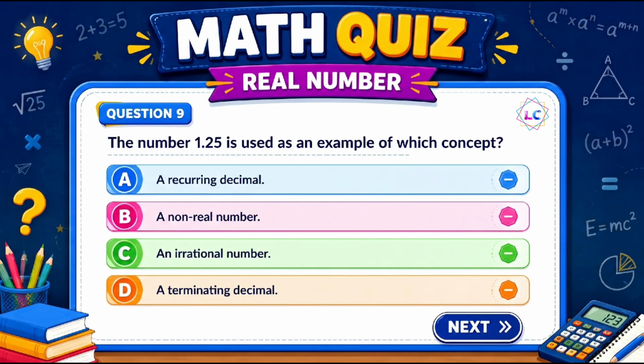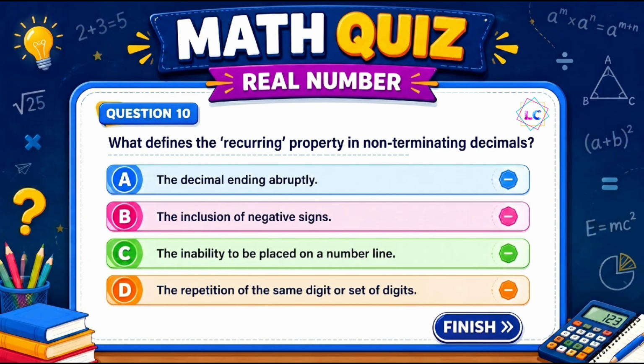The number 1.25 is used as an example of which concept? The right answer is option D. Click Next. Question number 10.